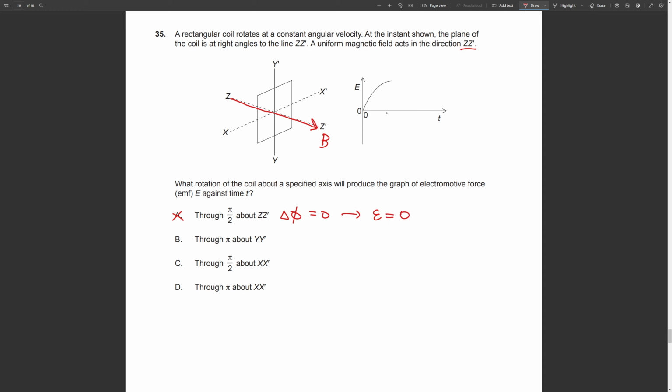Next one, let's go back to the graph. You can see that the graph here is a quarter of a full cycle, which means it is 90 degrees and also is pi over 2 radian. Therefore, the correct answer is C. Because C is rotating at 90 degrees, it gives you a quarter cycle change. Moreover, it's rotating about an axis other than Z prime.